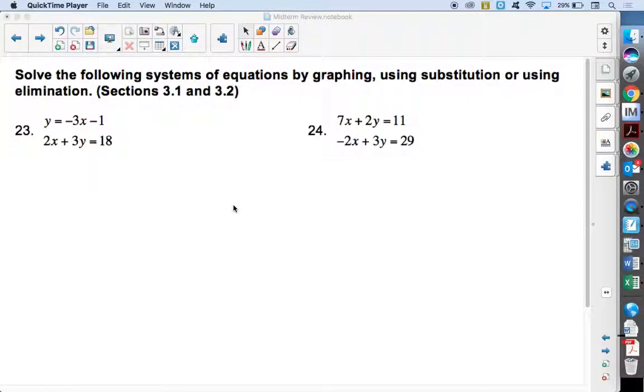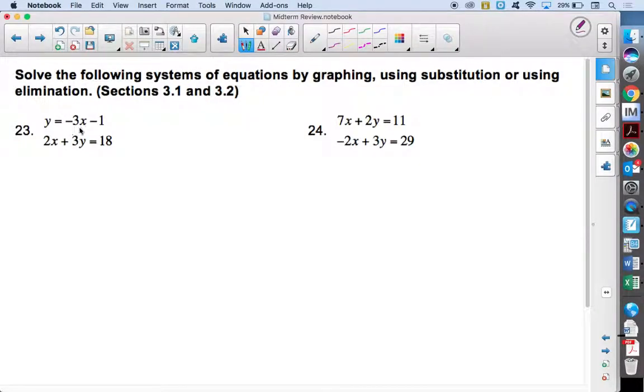So in number 23, does anybody have one method to use because it would be easier? Virginia? I used substitution because it already has what y is. Yeah, because y is already by itself. Substitution works pretty easily because it's already in y equals form.